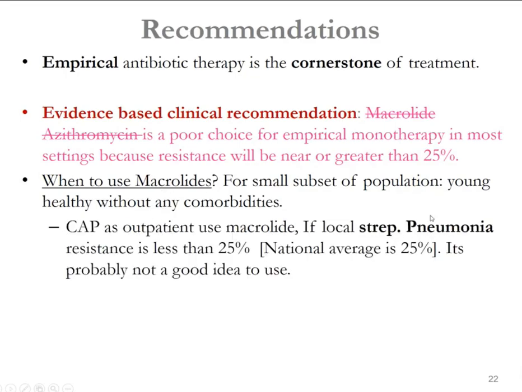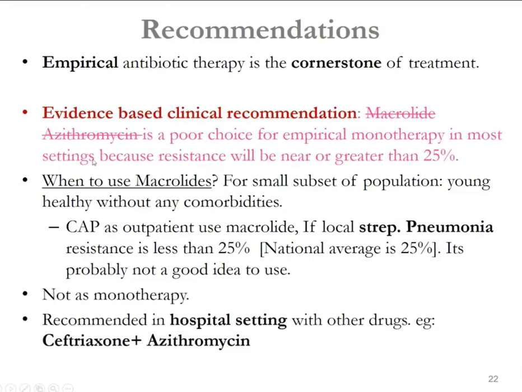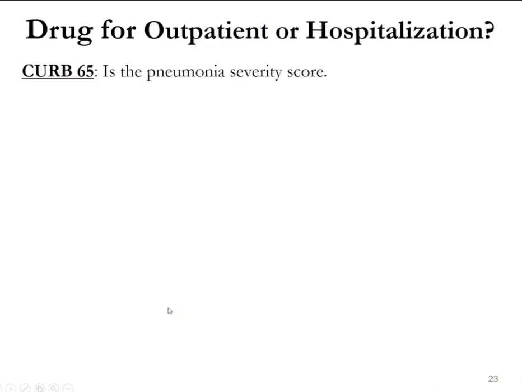CAP as outpatient, use macrolide. You can read that. Strep pneumonia, people use it, but this is resistant more than 25%. Look at the national averages, 25% resistant. Therefore, do not use macrolide azithromycin as a monotherapy to treat pneumonia because this is not working. It's increasing the resistance. A recommendation is in the hospital setting, you can add ceftriaxone and azithromycin, or in outpatient, you can add other drugs. Okay, that is one of the important points.